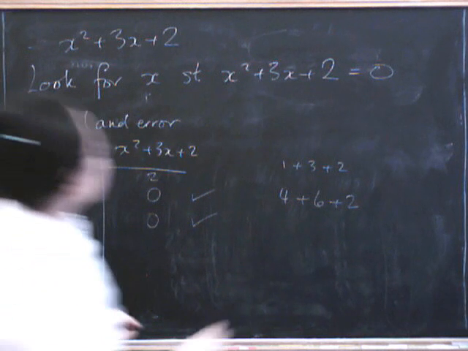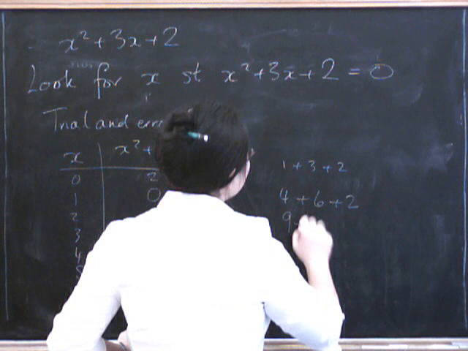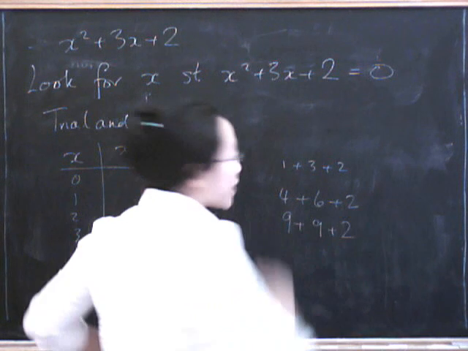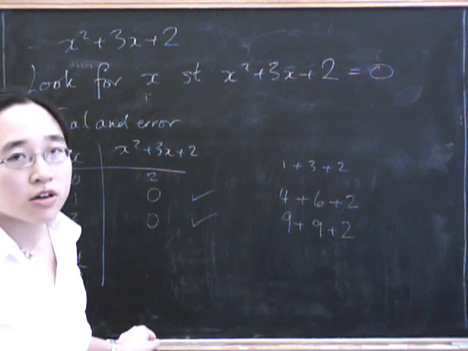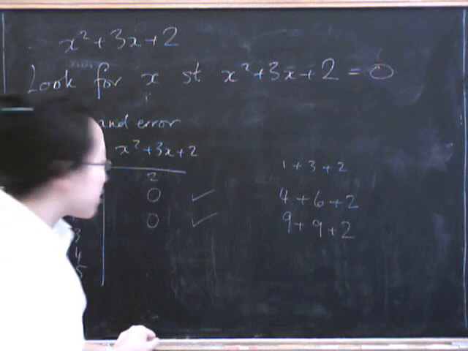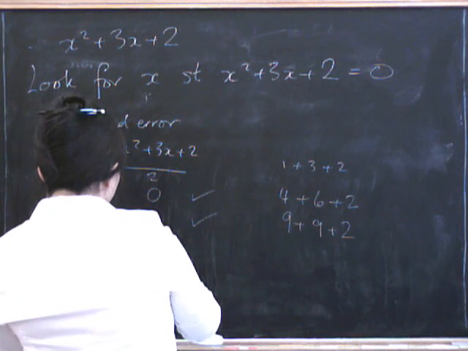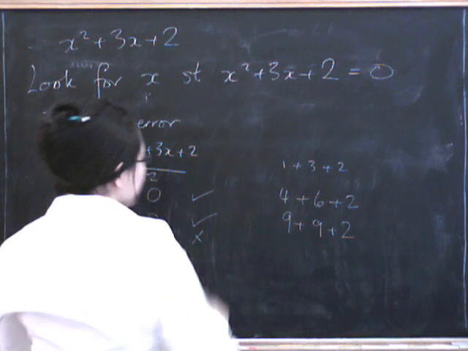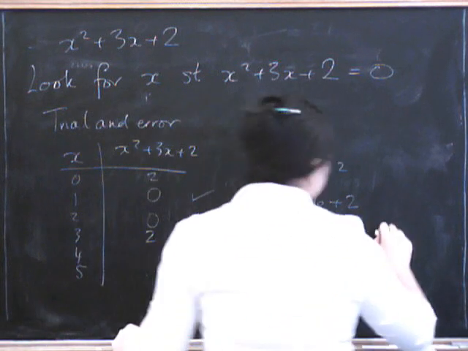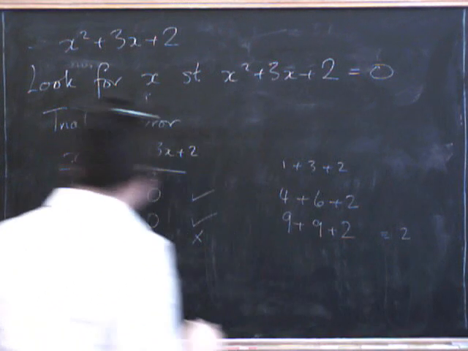Okay, what do we get for 3? We get 9 plus 9 plus 2, that's 20. 20 is not congruent to 0 mod 6. 20 is congruent to 2 mod 6, so that is not a solution.